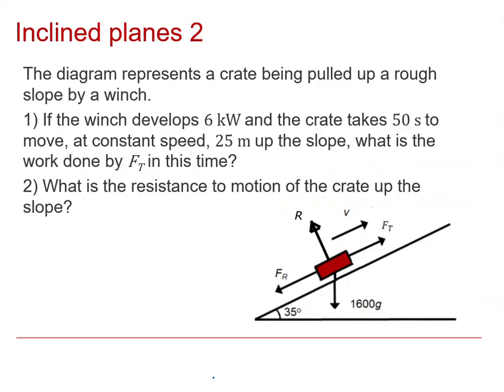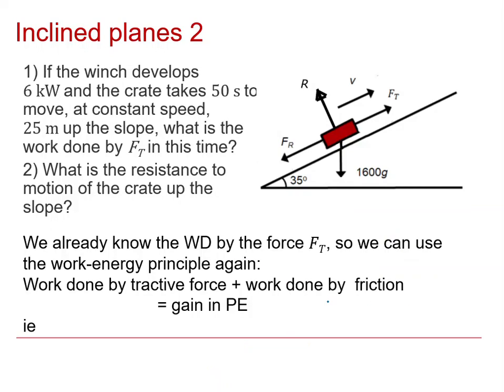Now the question is, what's the resistance to the motion of the crate up the slope? We're going to do this by using a work energy argument. So we already know the work done by the force Ft, we just calculated that, so we can use the work energy principle again. The work done by the tractive force, that's what we worked out, and the work done by friction, that's how we bring in the unknown Fr, which is the resistance, is the gain in potential energy.